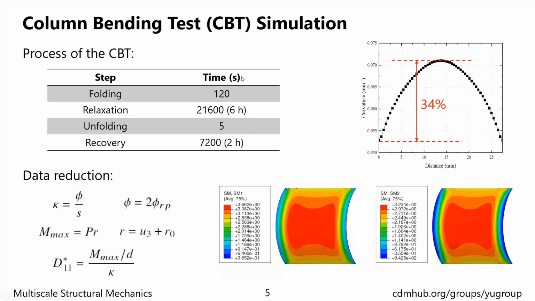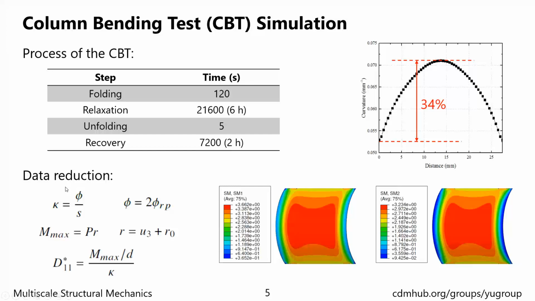Step time of the 4 simulation steps are shown here. The time of the relaxation is 6 hours, and the recovery is 2 hours. During the experiment, it is observed that the deformation generated by the CBT is non-uniform. This feature is successfully captured by the simulation. In addition, we also found that not only the curvature, but also the moments are non-uniform in the specimen. So to have a direct comparison with the experiment, we need to have some data reduction.